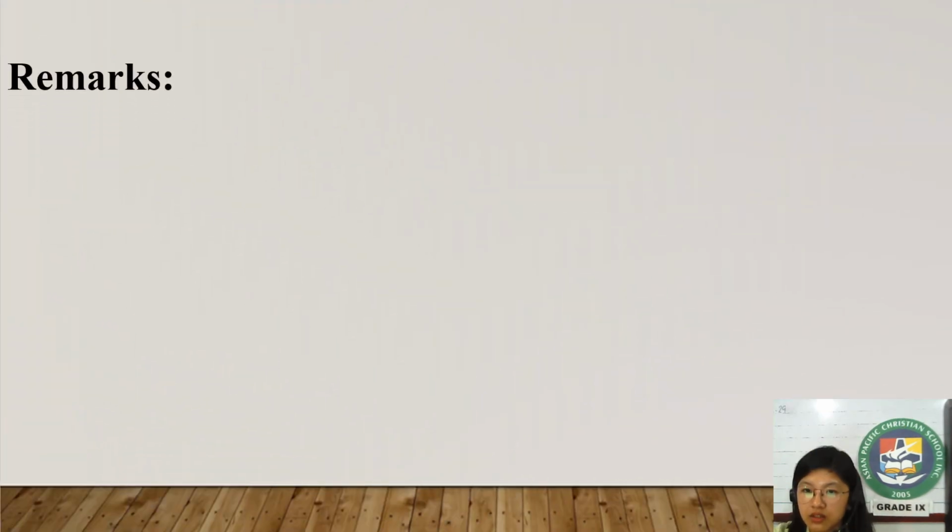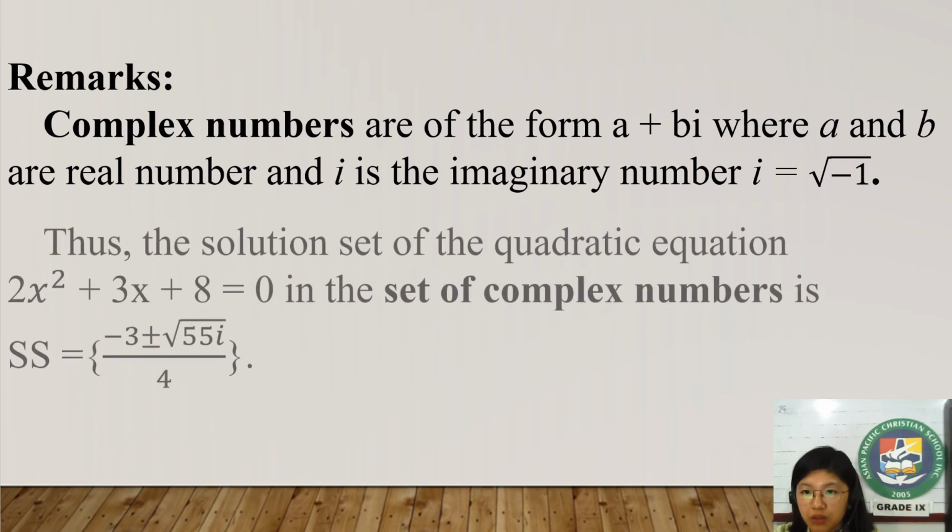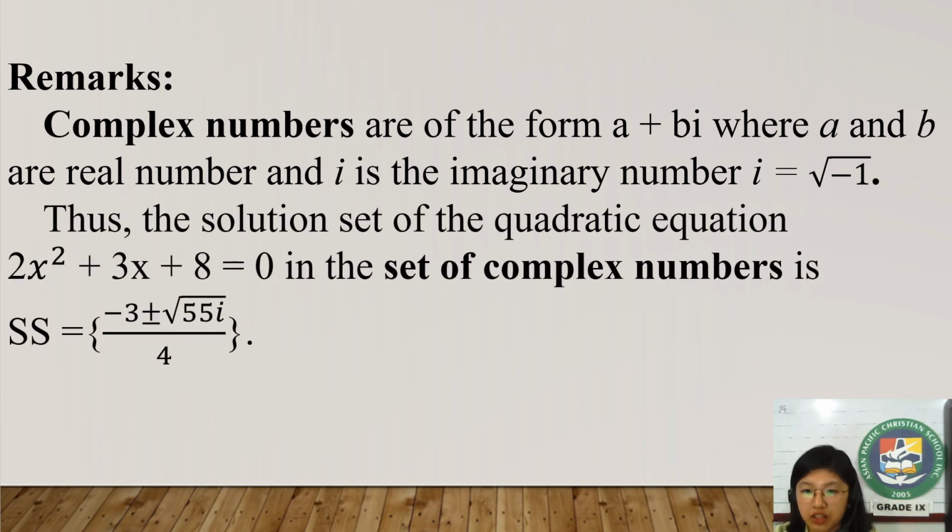So, next, remarks. Complex numbers are of the form a plus bi, where a and b are real numbers and i is the imaginary number, or i equals square root of negative 1. So, kapag ang nakuha nating value ay square root of negative numbers, so yan ay complex numbers or imaginary number. Kagaya nito, dun sa example sa book nyo, meron tayong solution set na negative 3 positive negative square root of 55i over 4. Yan ay imaginary number.